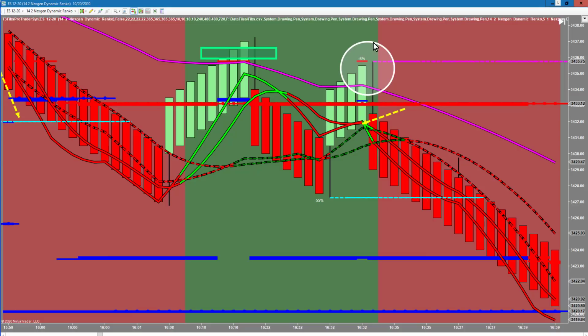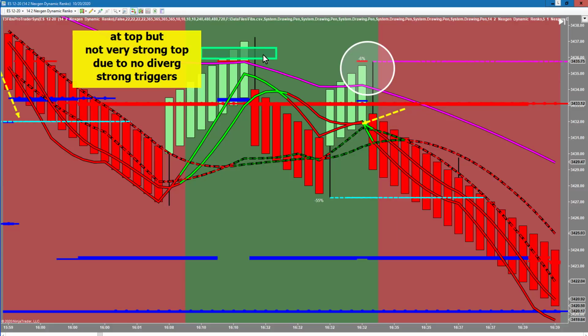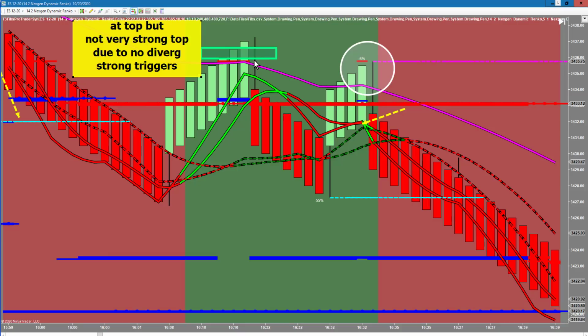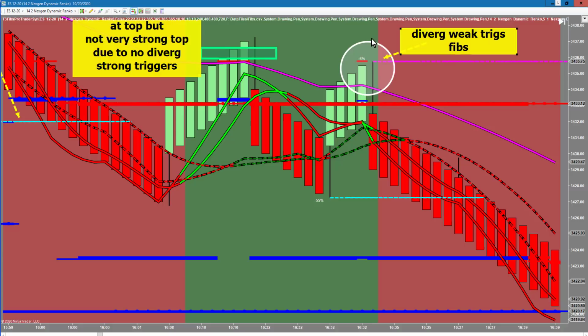Can you see the trend trade after? Look, a top, but not very strong top due to no divergence, strong triggers, right? You guys need to quantify this for yourself. It's a top, but it's not that great. And then over here, this is a much better top because we have divergence, we have weak triggers, we have fibs, and that's not your trade. That's your recognition that we had a good top.